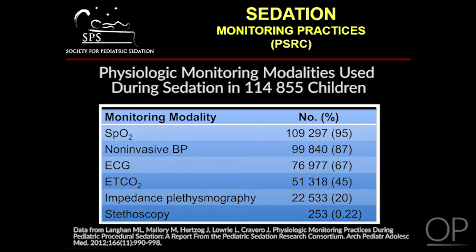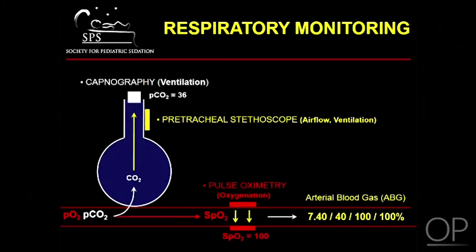In 2012, a study was performed to obtain a sense of what monitoring modalities are in most use among institutions belonging to the PSRC. Averaged over 114,855 cases, 95% used pulse oximetry, 87% used non-invasive blood pressure monitoring, 67% used continuous ECG monitoring, 45% used capnography, 20% used impedance plethysmography, and 0.22% used a pretracheal stethoscope. We now progress to a discussion of the specific tools used to monitor ventilation and oxygenation.